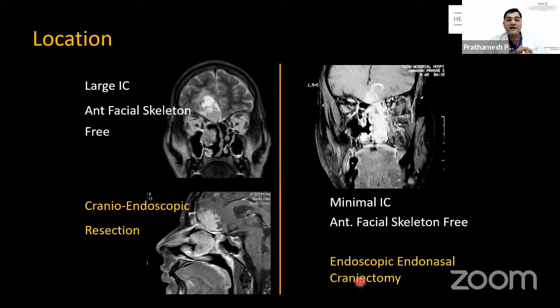So look at the intracranial part. Is it too large? Is it crossing across into the major brain matter? But on the other hand, the nasal part is small. Then you can do a combination. If the nasal component is large, it's involving the anterior facial skeleton, and the intracranial component is large, you have to do an open approach or an open craniofacial resection.